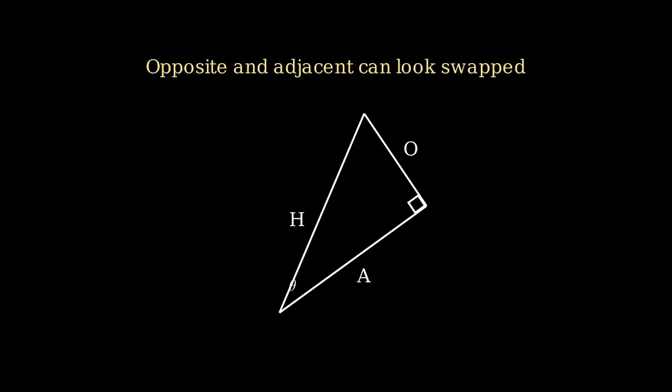This is especially easy to get wrong when the triangle has been rotated on the page, because the opposite and adjacent sides can look like they've swapped places, even though the hypotenuse is always the side opposite the right angle.